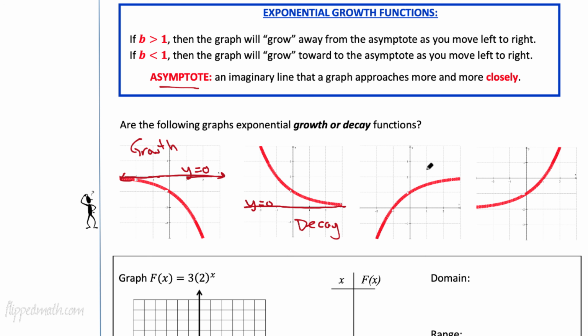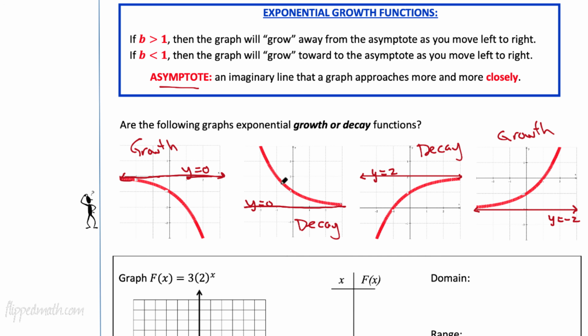Go. All right, so what did you get? Do you notice how this function here is getting closer and closer to the line, but it's not going to cross? It's not growing away from it. That means this is a decay function. And make sure you label that asymptote. This is y equals 2. It's the line y equals 2 straight across. That is the asymptote. For the last one, the asymptote's at y equals -2. We can see that, but notice how the function's going away from it. That would be a growth function.